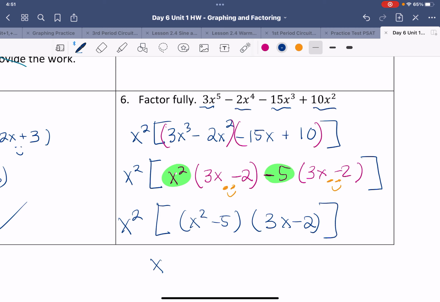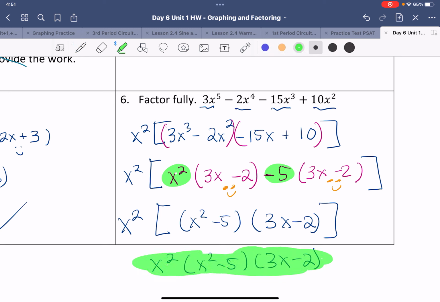And then now I don't even need the bracket because the bracket was just to remind me that that x squared was by itself from the beginning. And this is your final answer and destination.